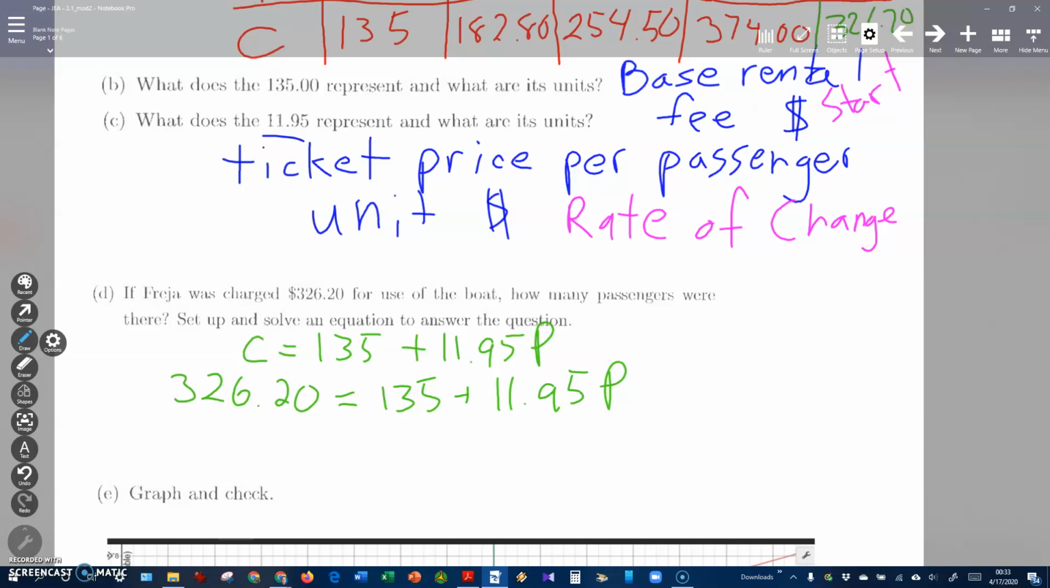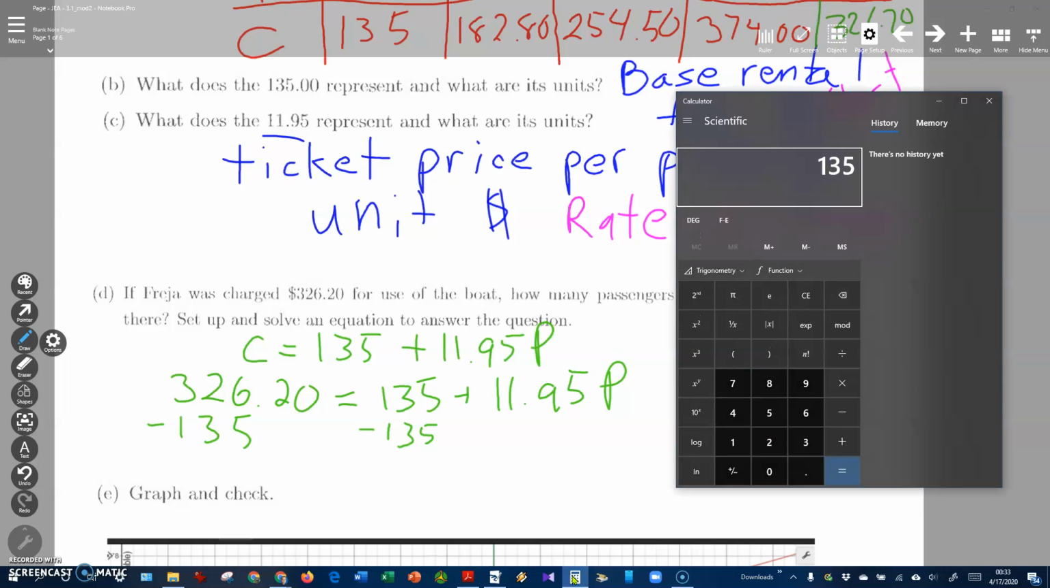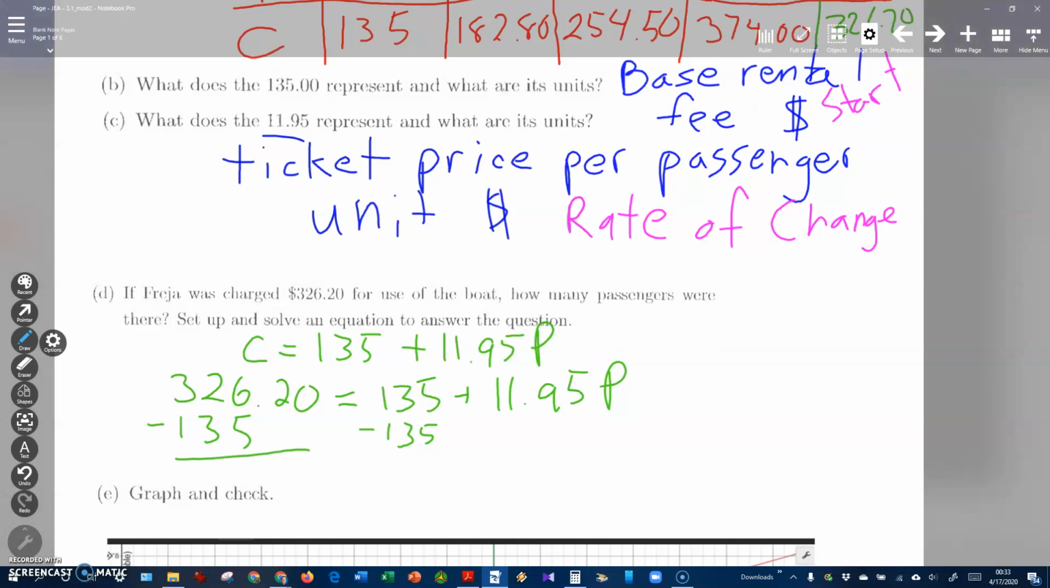All right, so we can actually work this equation backwards, and that's what we do when we solve the equation. We work it backwards to calculate that missing amount. So what we can do then is take away the 135, because that's the charge of the boat. When we do that, I'm going to pull up the calculator here quick. We'll do 326.20, subtract 135, and we end up with $191.20.